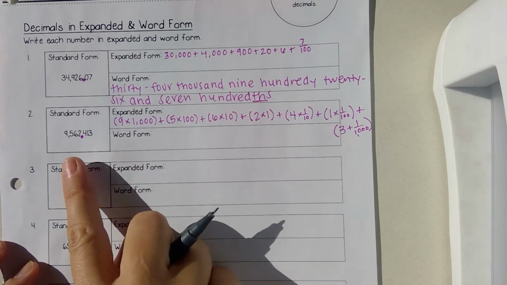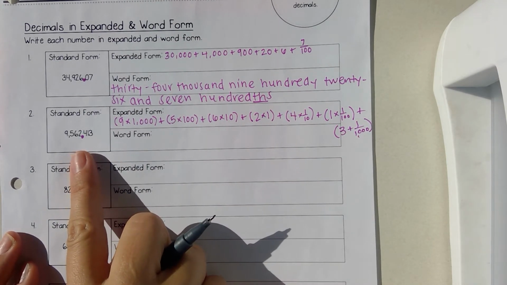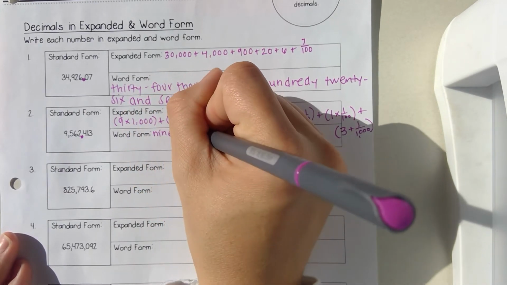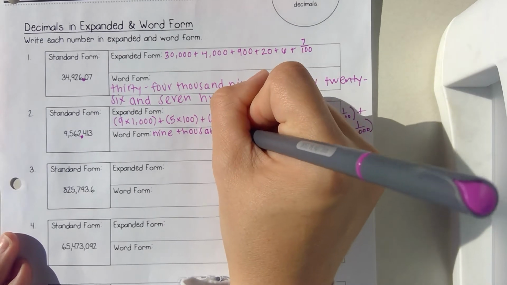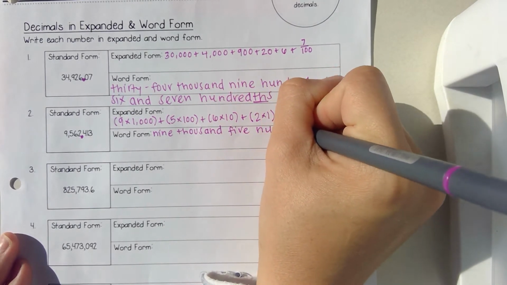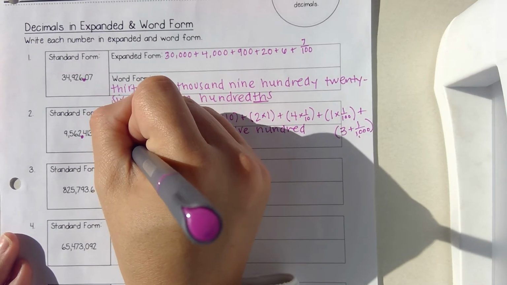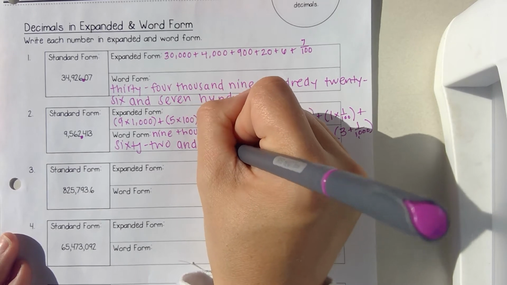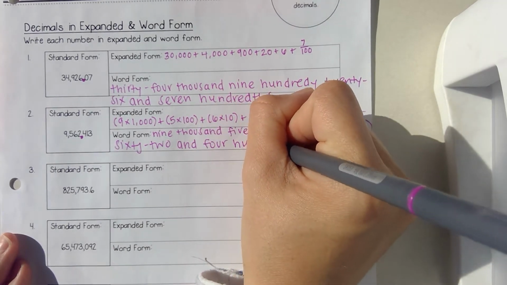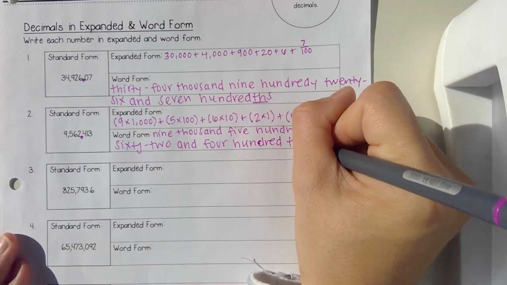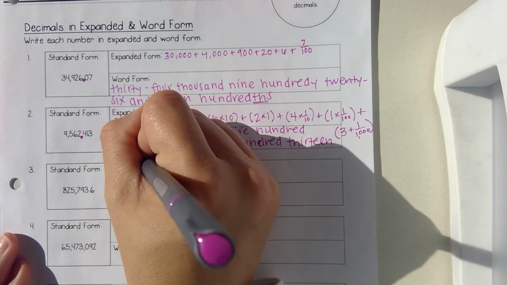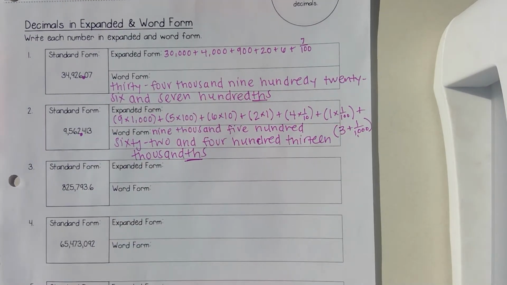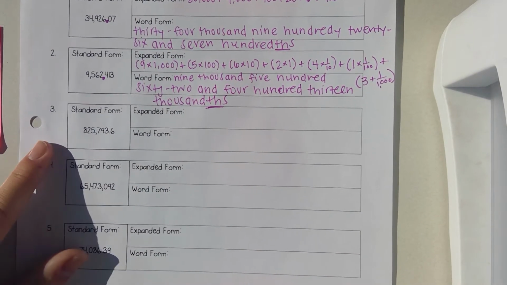So we say it is 9,562 and 413 thousandths. So we'll do exactly that. 9,562 and 413 thousandths. Now these are decimal place values, so I'm going to underline that TH so I know I didn't forget it. Good job. All right, number 3, standard form.